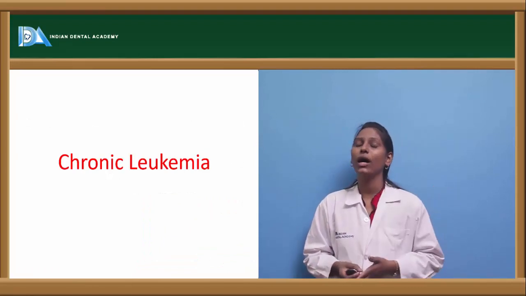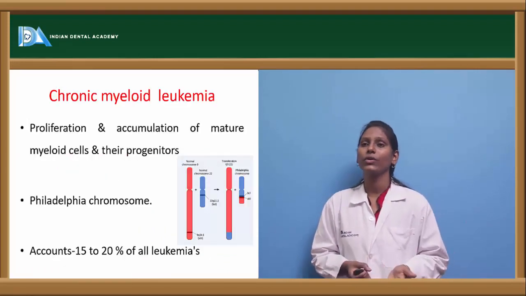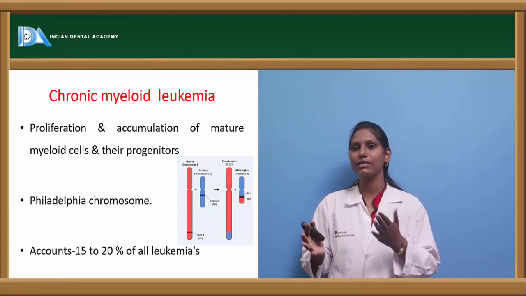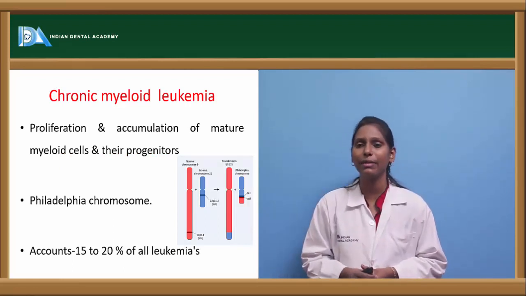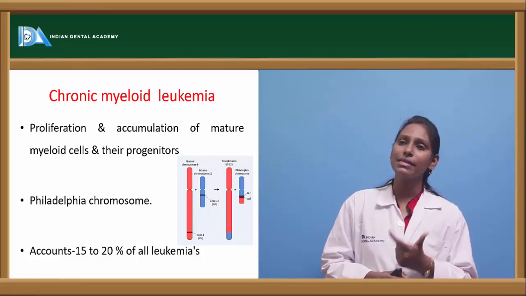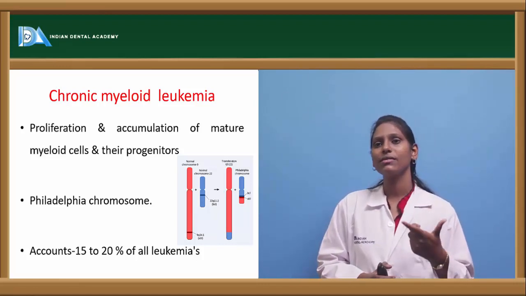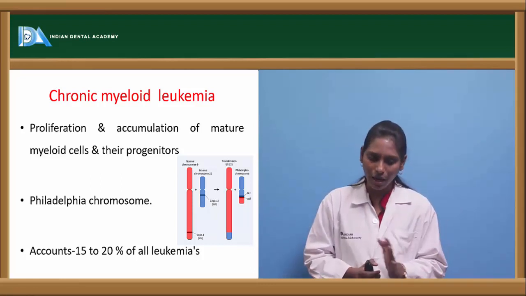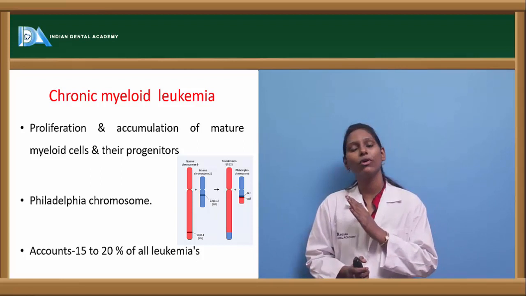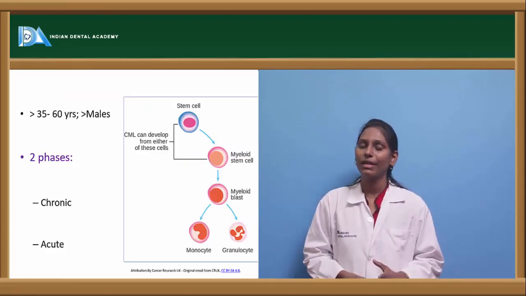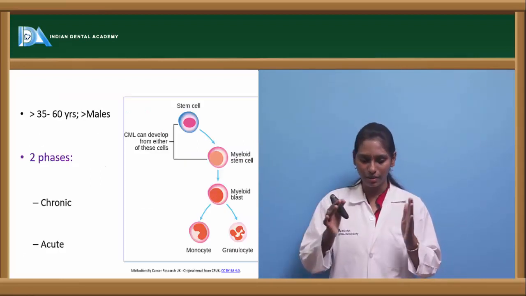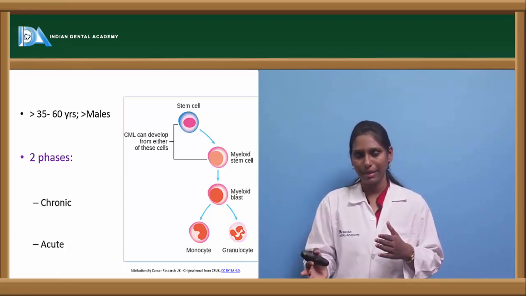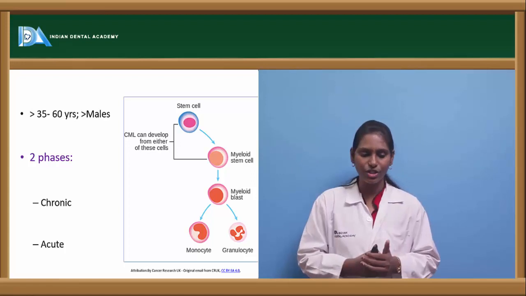Now coming back to our chronic leukemia. As I told, chronic leukemia is because of accumulation. Remember, apart from proliferation, it is accumulation of mature myeloid cells and their progenitors. Most commonly, in CML, about 90% of cases involve the Philadelphia chromosome, and CML accounts for about 15 to 20% of all leukemias. CML is most commonly seen in the middle age group, that is about 65 years of age, most commonly seen in males, and rarely seen in children.